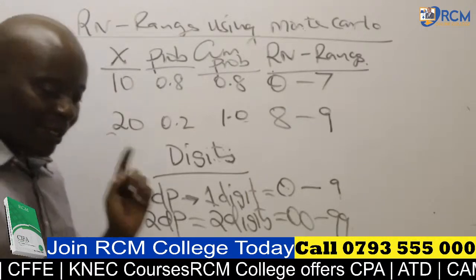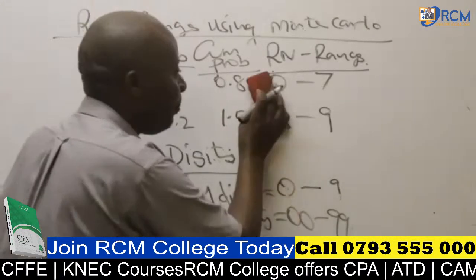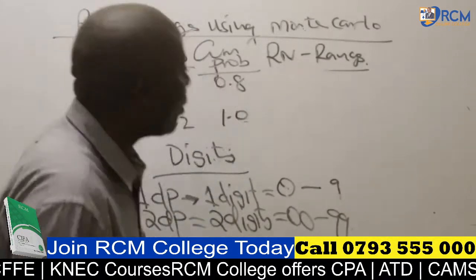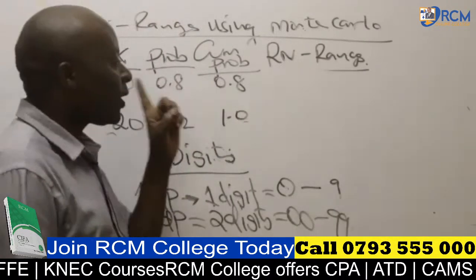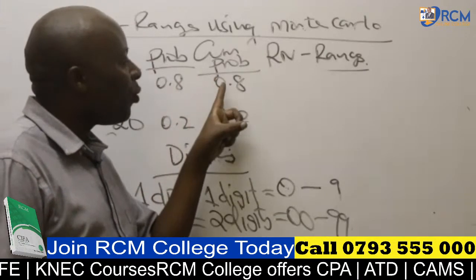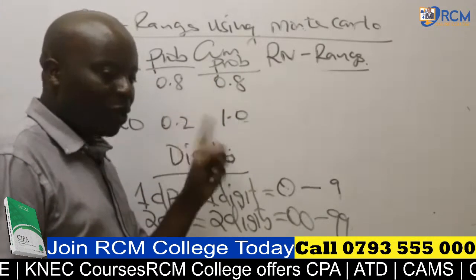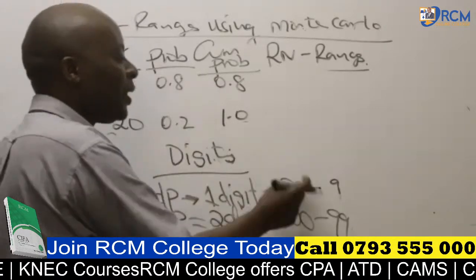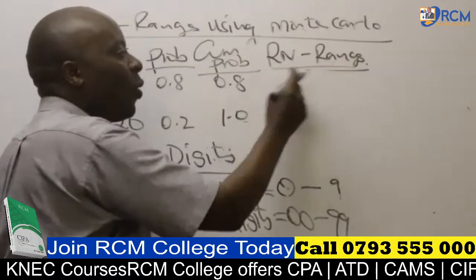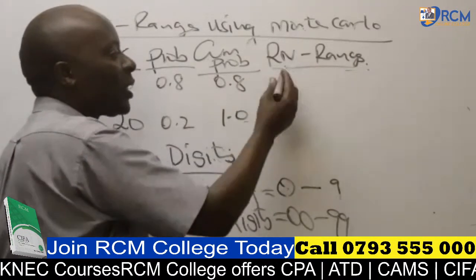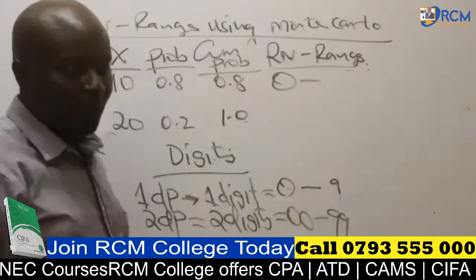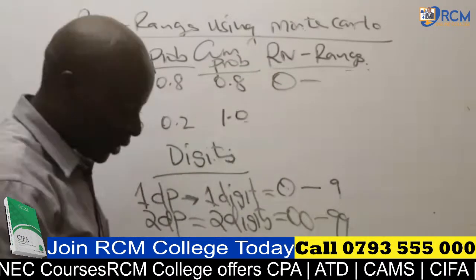Now listen to me very well. I would want to repeat this. First of all, it will be very important for you to take cognizance of the fact that we have only 1 decimal place. So if it's 1 decimal place, then it will be 0 to 9, 1 digit. Then I'll go 1 class at a time. We start with the first class. The first class must always begin from 0. How do I get the upper limit of the first class?